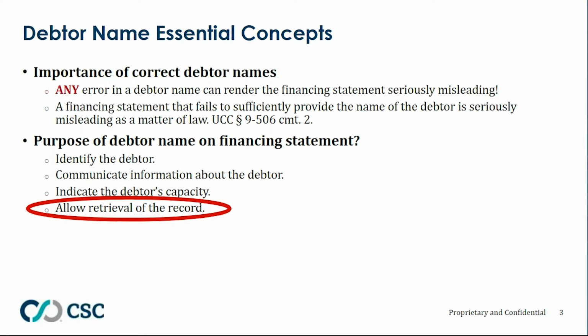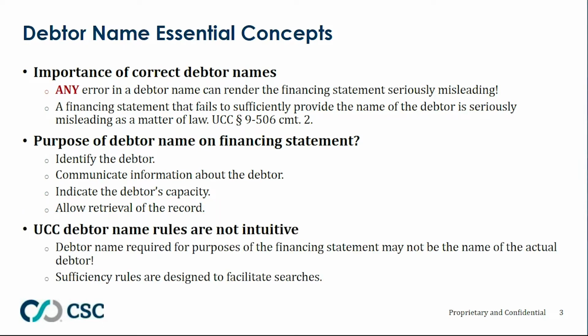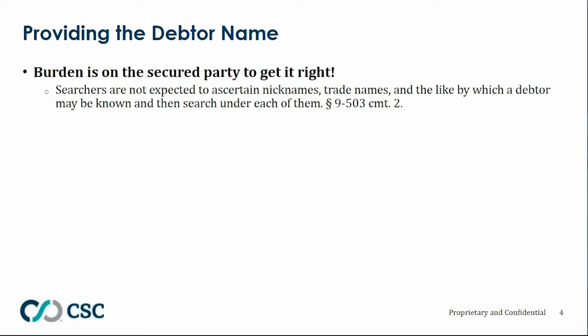Another essential concept to understand is that the burden is on the secured party to get it right. The secured party is solely responsible to determine the correct name of the debtor. It's not up to the searcher to figure out what names they have to search under. The searcher under Article 9 only has to search under the correct name of the debtor and not under trade names and nicknames and variations of names and things like that. Very important for the secured party to get it right.